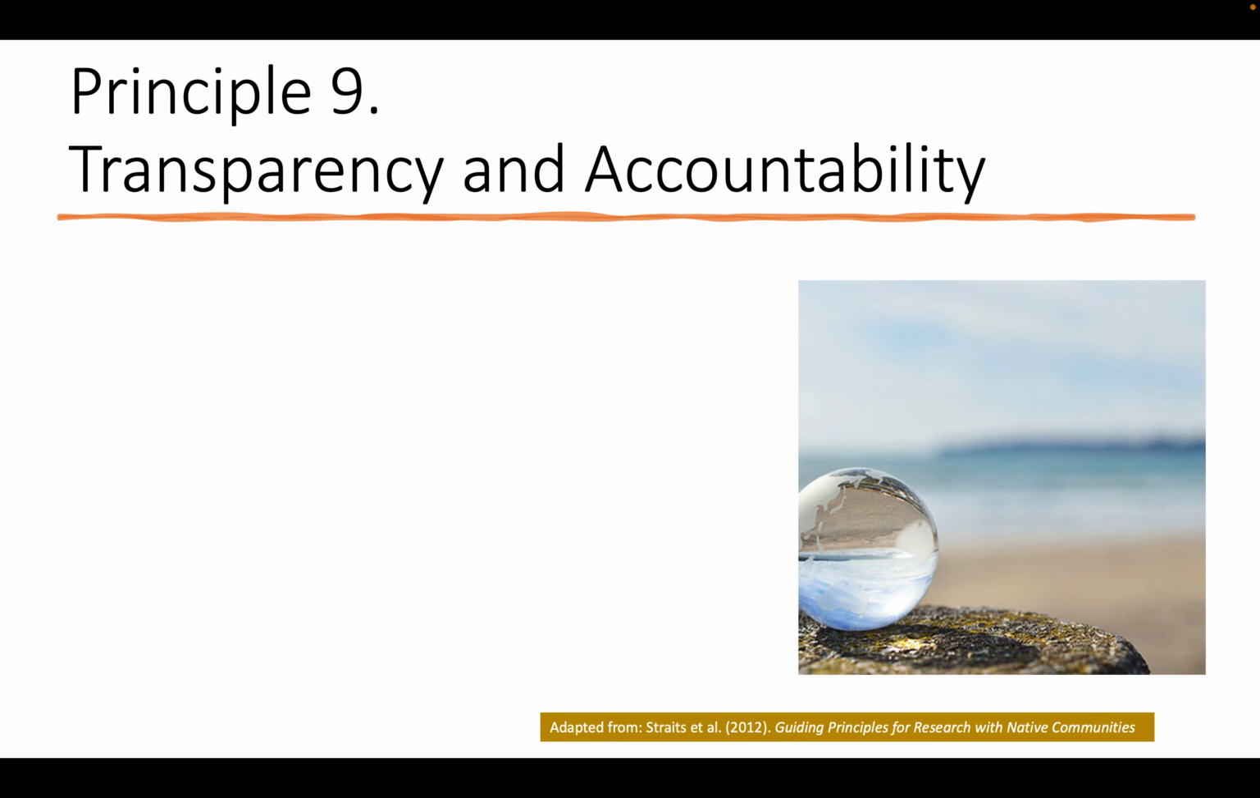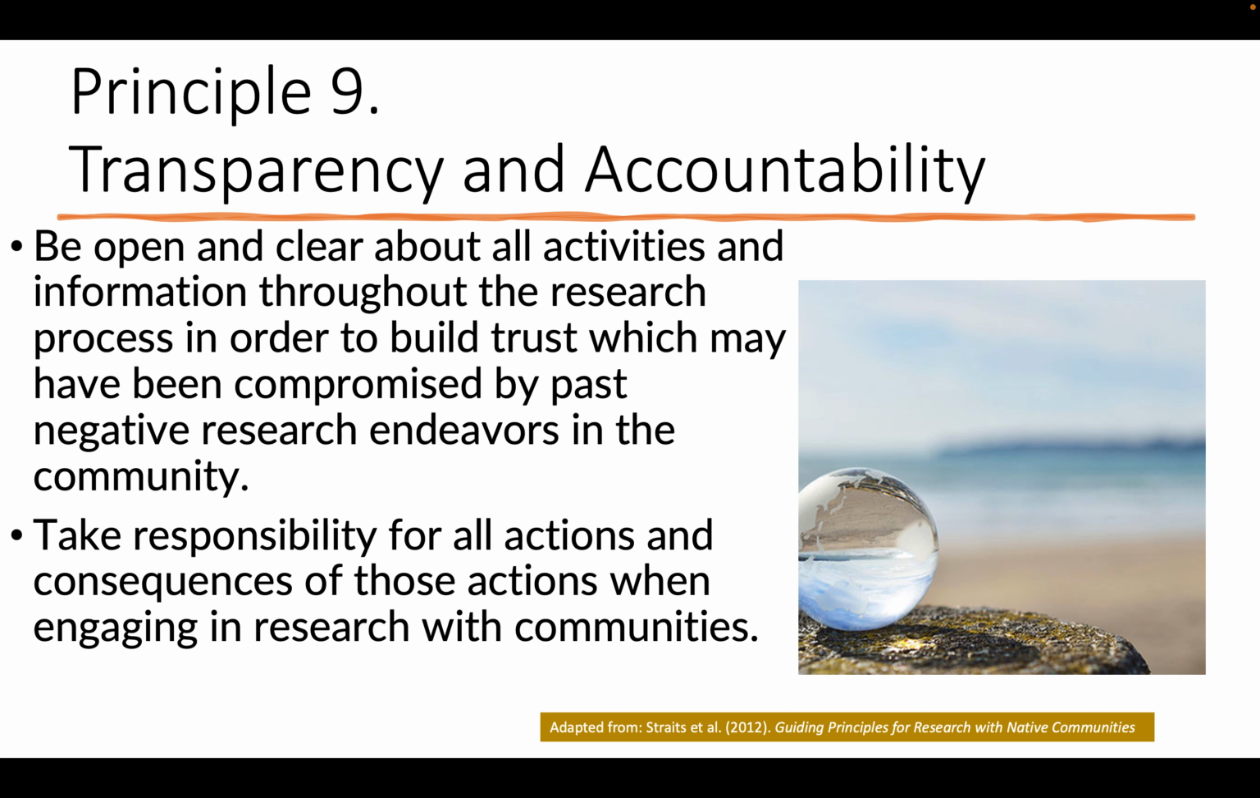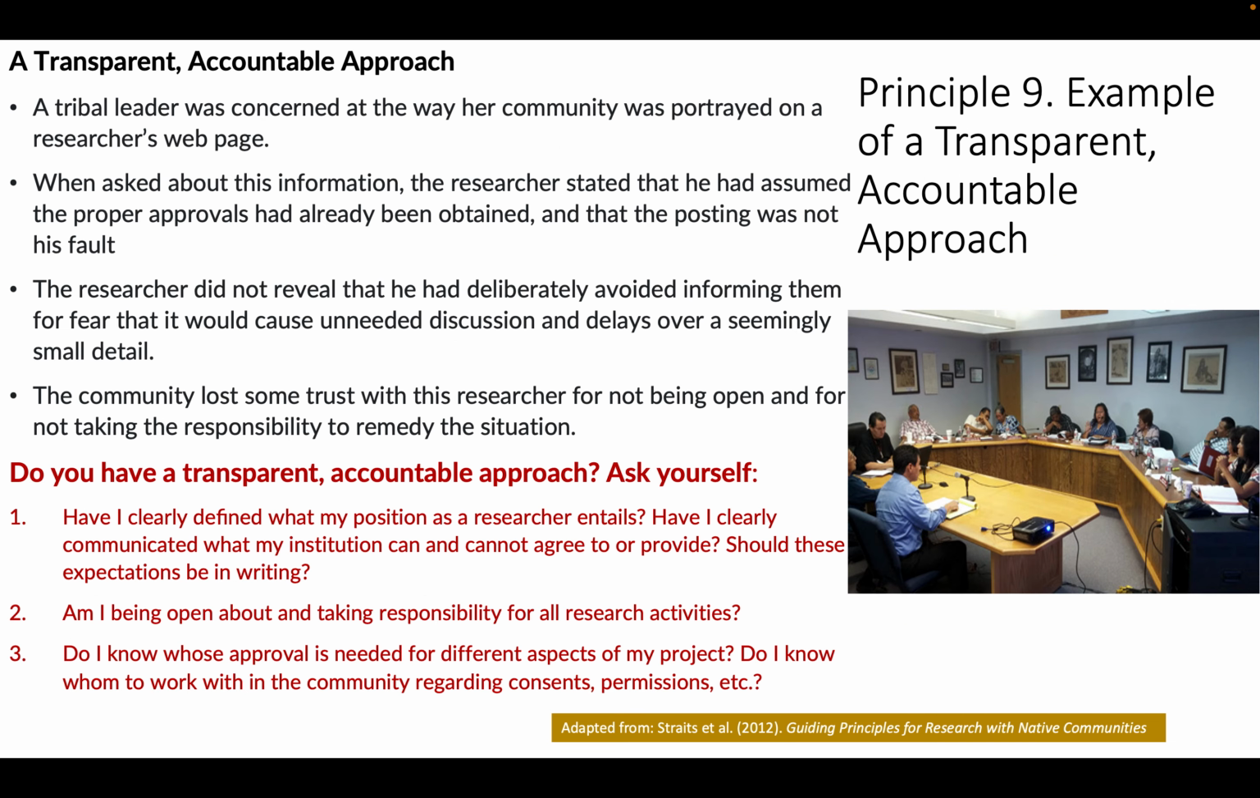Principle 9, transparency and accountability. Be open and clear about all activities and information throughout the research process in order to build trust, which may have been compromised by past negative research endeavors in the community. Take responsibility for all actions and consequences of those actions when engaging in research with communities.